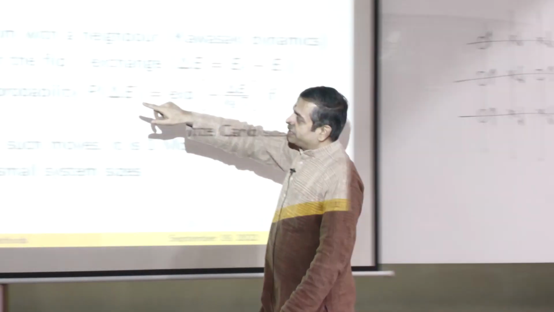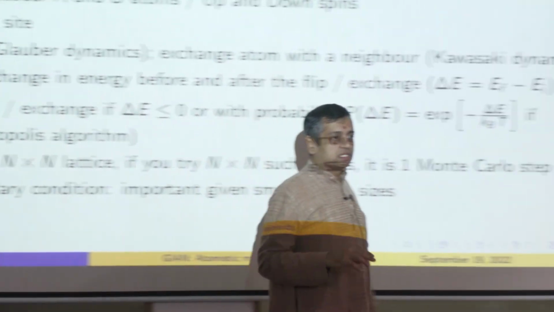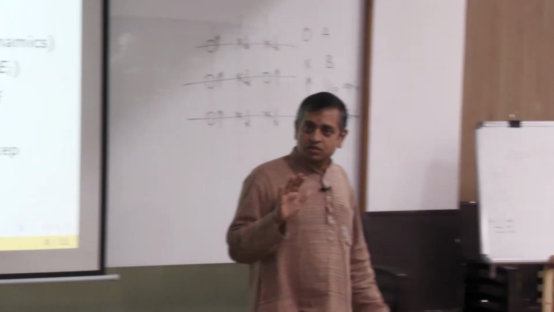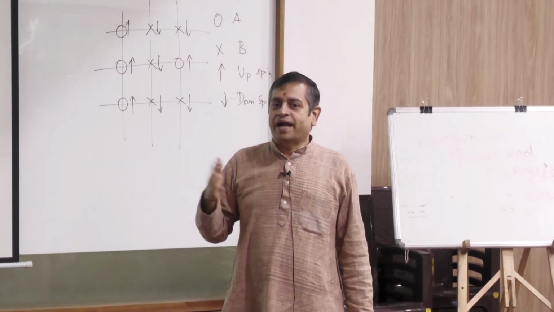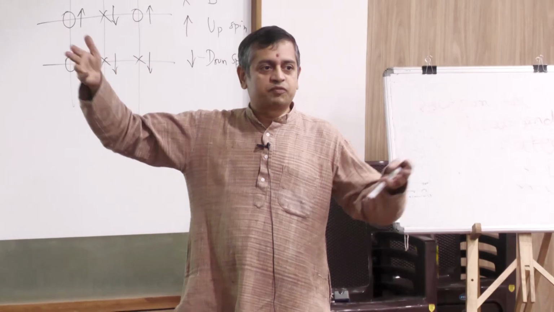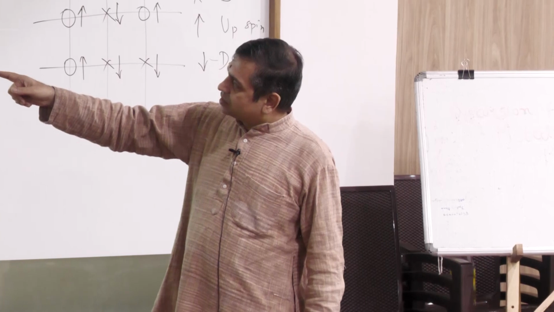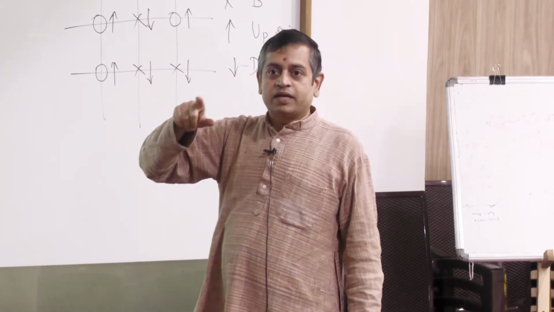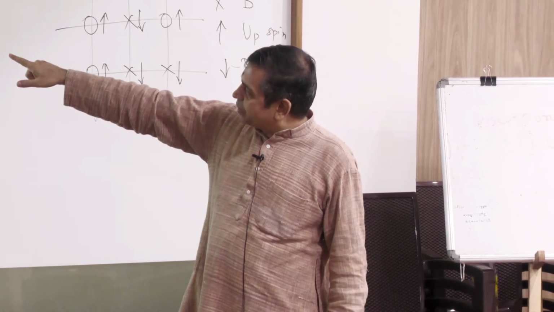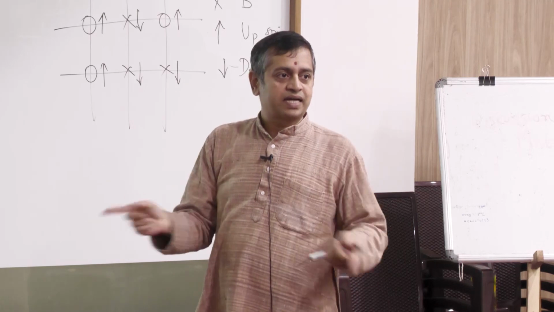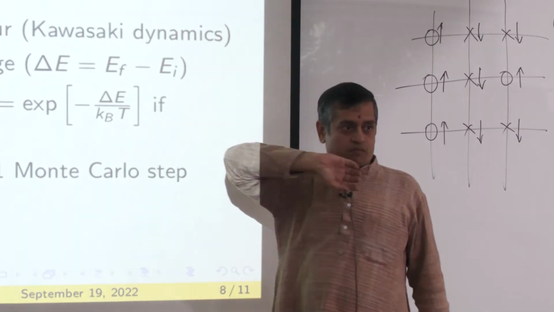If you do the flipping of the spin at a random site, that is called Glauber dynamics. That means Glauber is not going to conserve the spins. You keep flipping the spins at different times, you might end up with different amounts of up spins or down spins in your system. On the other hand, if it is atoms, then only exchange is allowed, which means I pick a random site and I pick a random neighbor and exchange this atom with the neighbor. If you do that, that is known as Kawasaki dynamics.